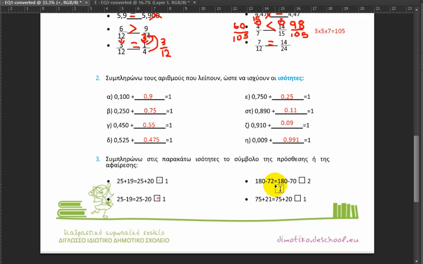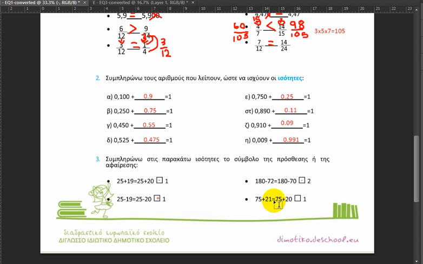Here we have 180 minus 72, which would give us 108. And here we have 180 minus 70. And you need to think, okay, well, am I going to add or subtract 2 to 110 to get 108? Well, I need to subtract 2.